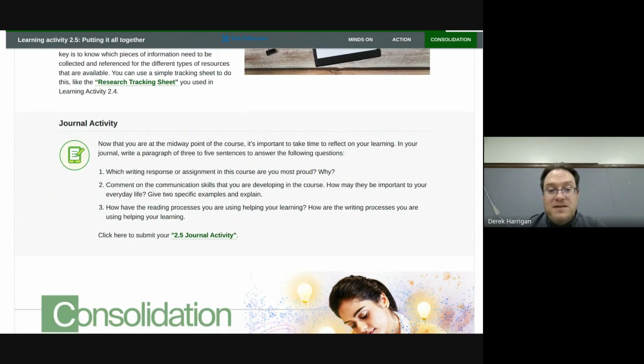Last but not least, this is the only part of the assignment that you are submitting to me. It's just a journal activity. It says, now that we are halfway through the course, it's important to reflect on what you've learned. In your journal, write a paragraph of 3 to 5 sentences to answer the following 3 questions. You don't have to write a lot, but I do want you to write something thoughtful.